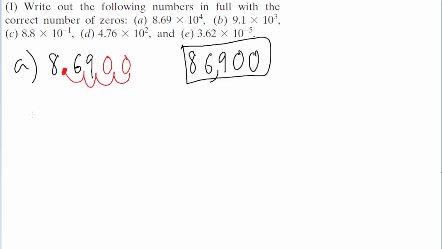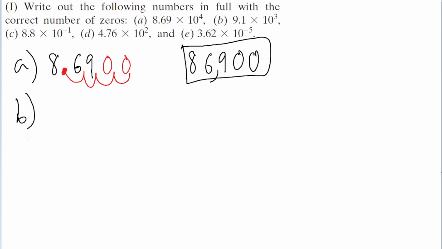We're going to continue using that method for each part of the problem. We just look at whatever exponent is on the 10, and use that to tell us how many times and in which direction to move the decimal point in the coefficient.